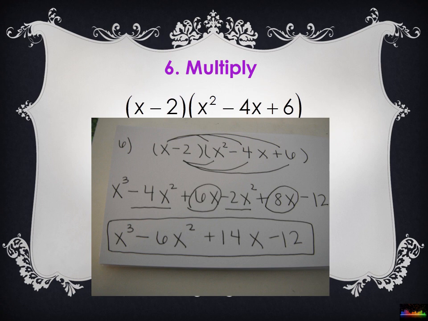So what we can combine is our negative 4x squared and our negative 2x squared. And then we can combine 6x and 8x. Your final answer comes out to be x cubed minus 6x squared plus 14x minus 12.